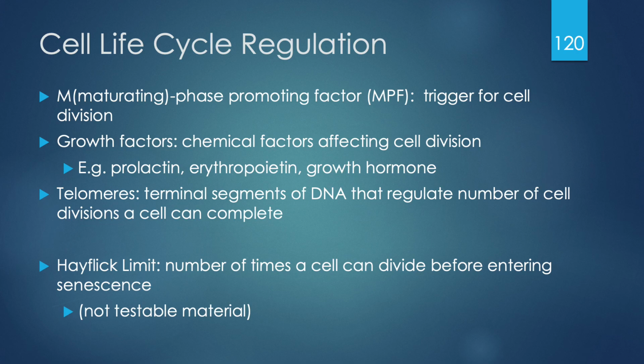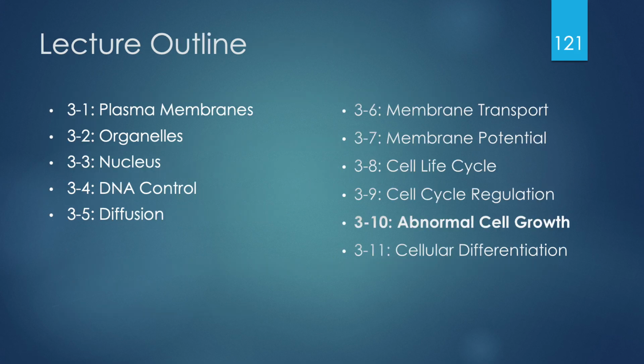The Hayflick limit is a phenomenon that's been recently discovered to basically decide what the number of times is that a cell can divide before it enters senescence. Because we don't live forever, and after a while our cells are not going to continue reproducing. We have a finite lifespan, and the Hayflick limit is that exact calculation that figures out how many times a cell can divide before it will not divide anymore.